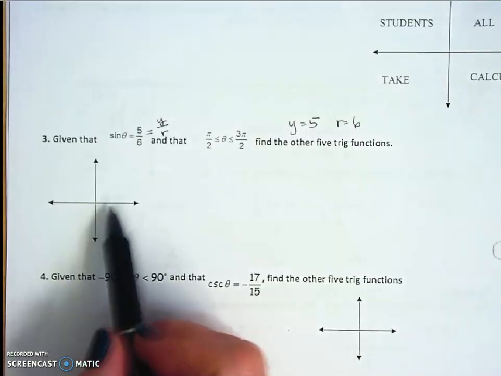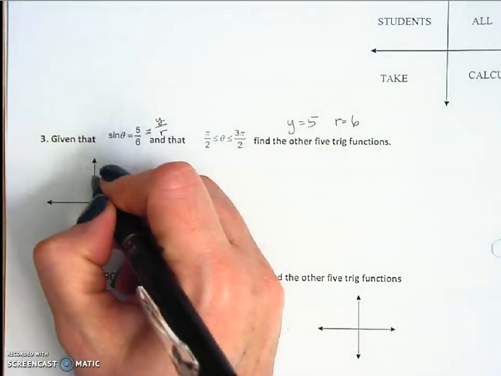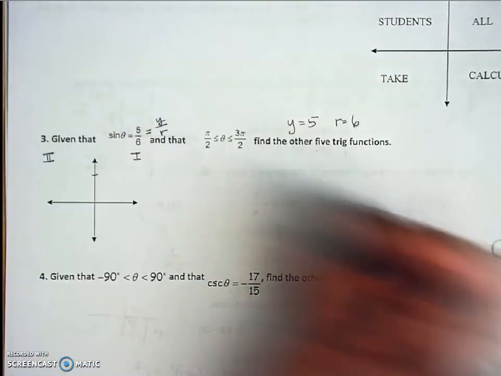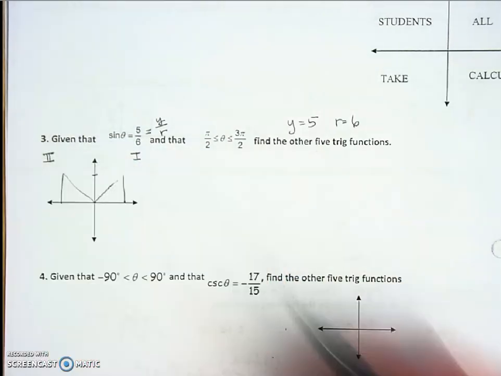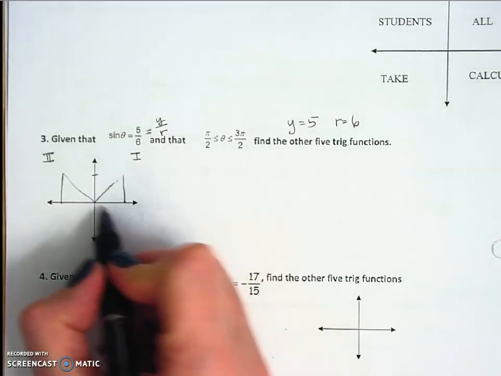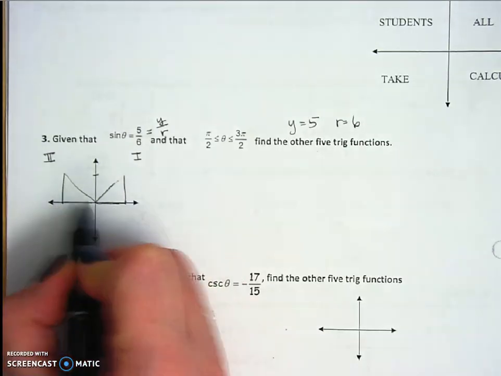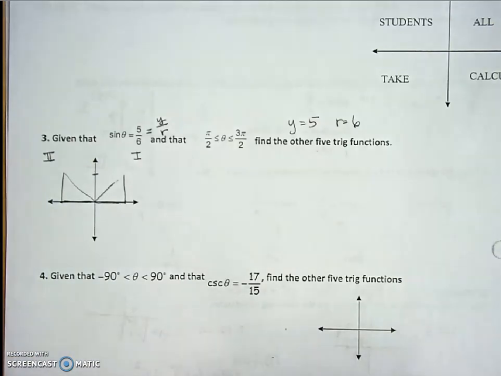Now, I want to try and draw my triangle. And y equals 5 gets me two quadrants. Quadrant 1, quadrant 2. So I either have a triangle here or a triangle here. The question is, how do I know which one? And this is an important question because when I go to find my x value, this triangle will give me a positive x value. This triangle will give me a negative x value. So that will affect the sign on my ratios.